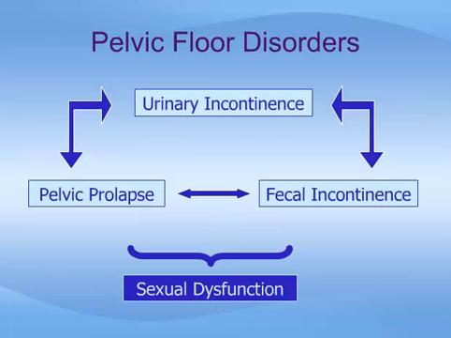Urinary stress incontinence is one of a variety of pelvic floor disorders, all of which are interrelated. Any given patient may present with any combination of urinary incontinence, fecal incontinence, and various types of pelvic prolapse, where the bladder or uterus, for example, drop down into the vagina. It is also important to understand that these disorders can interfere with normal sexual function.